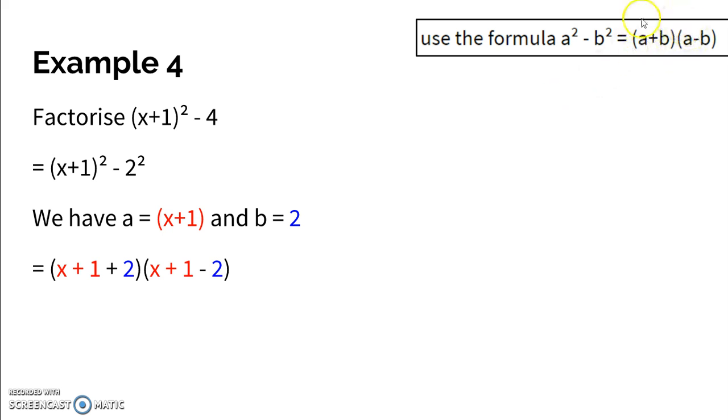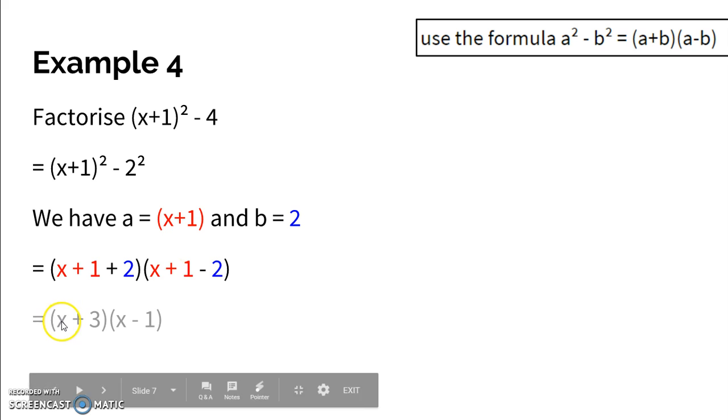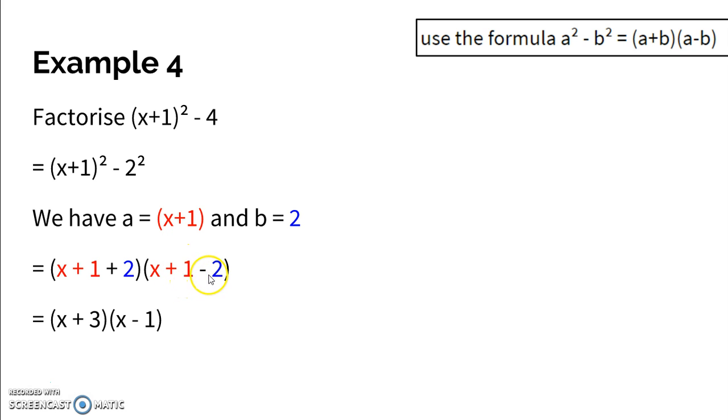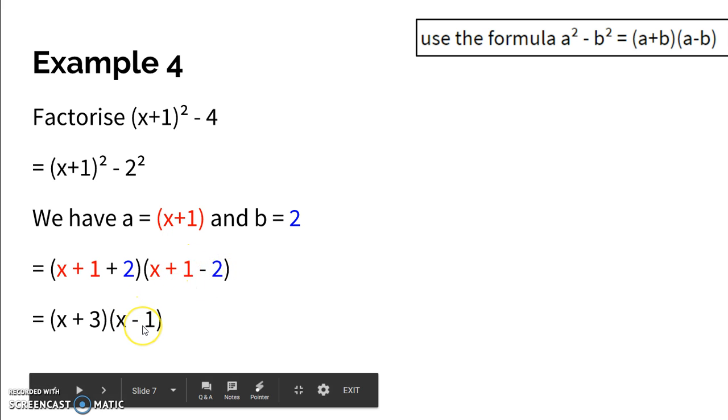Therefore, using this formula, we have bracket the a, which is x plus 1, plus 2. Then you have the x plus 1, so a, take away the 2. Then you have to evaluate it. That gives you x plus 3 in this bracket, so this binomial is x plus 3. And then in this binomial, we have x minus 1, because 1 take away the 2 gives you negative 1. And that is example 4.